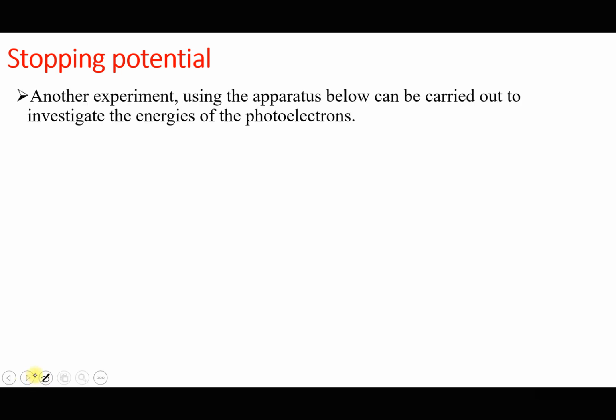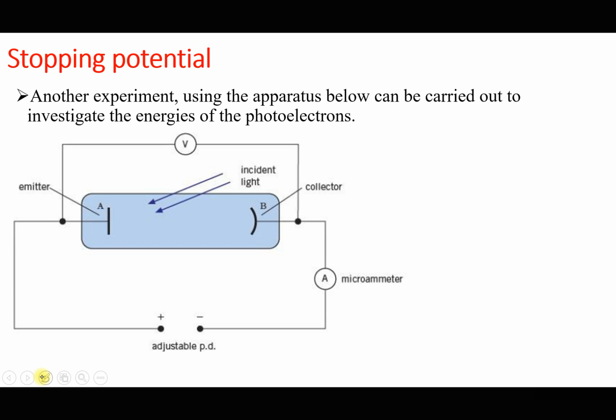Let's talk about the stopping potential. So, another experiment using the apparatus below, where on one side we have an emitter, which we expect to emit electrons when illuminated by light. This could be a zinc plate. And let's say incident light which is not visible light, but because this is zinc, let's say this is UV light incident on the zinc plate. On the other side, we have a collector where we expect the electrons to move to.